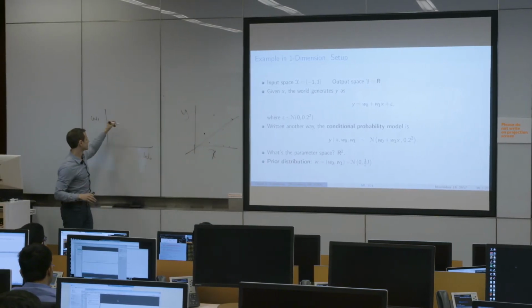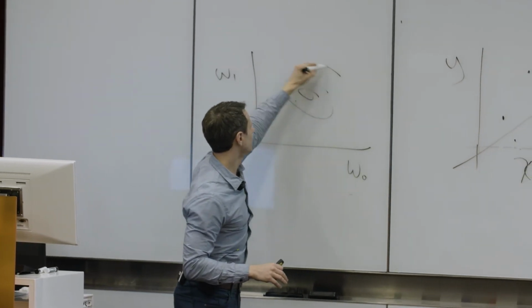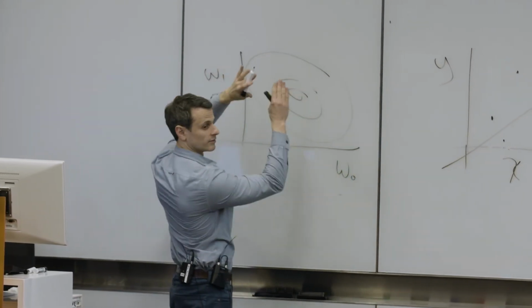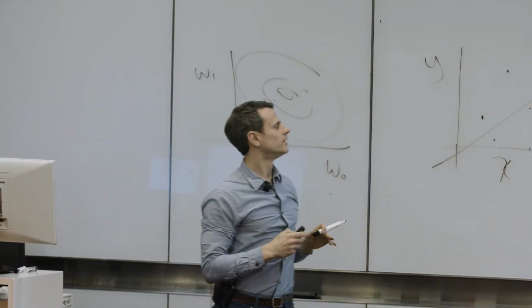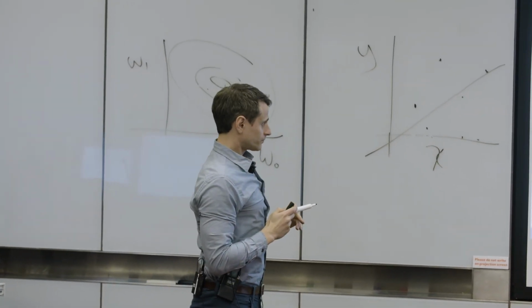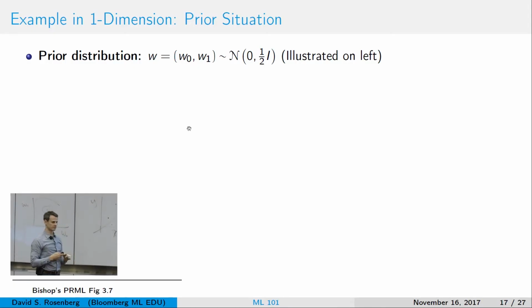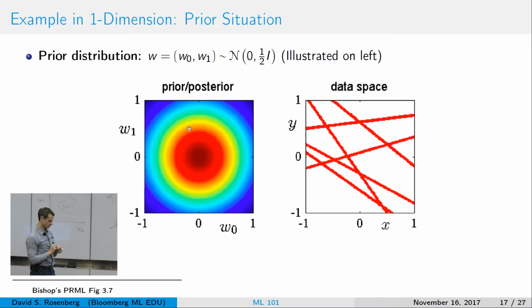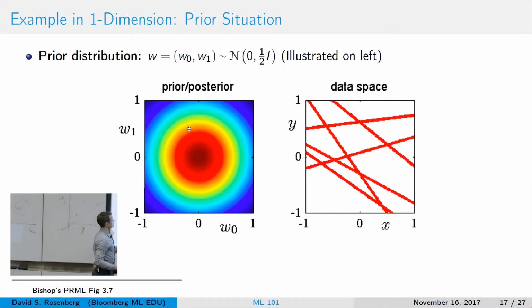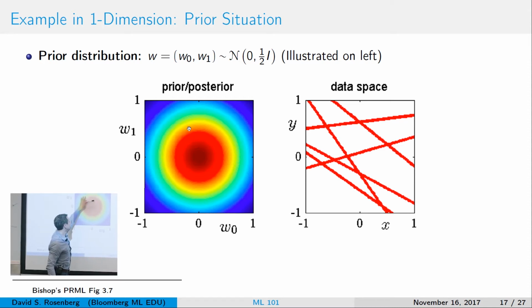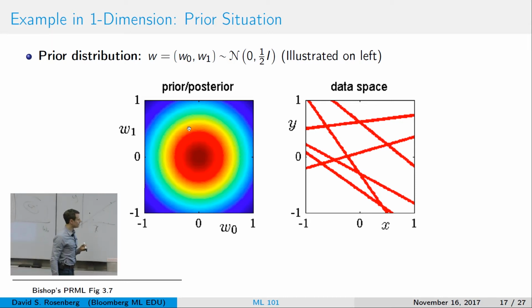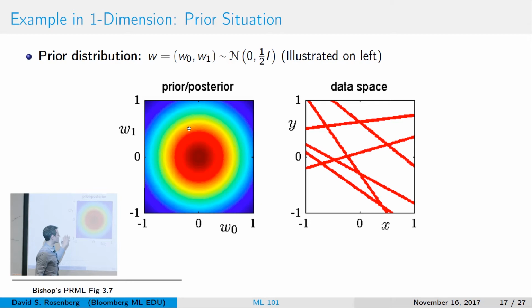This is a parameter space. So someone put some Gaussian distribution. I'm drawing contours here. All right. So we've run some simulations. These are taken from Bishop's book. On the left, we have a contour plot of our prior distribution. It's zero mean and circularly symmetric because that's a scaled identity covariance matrix. This is our parameter space.